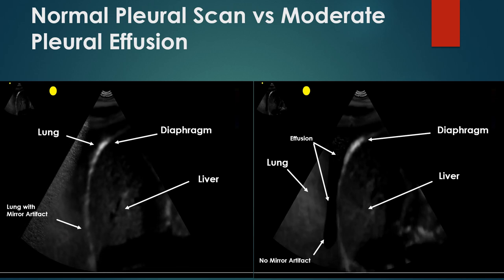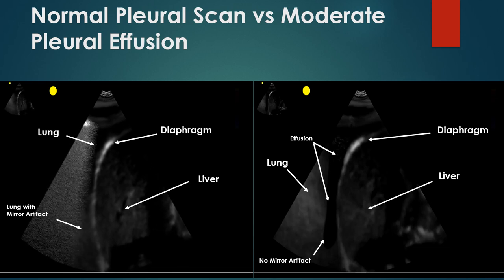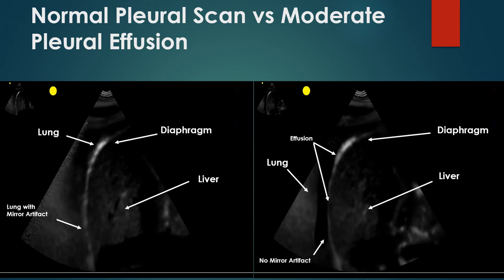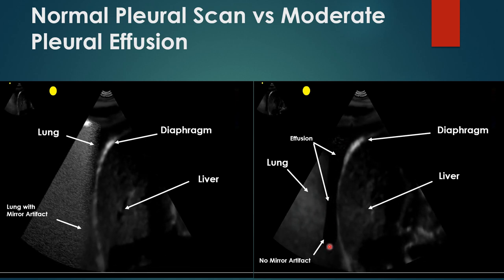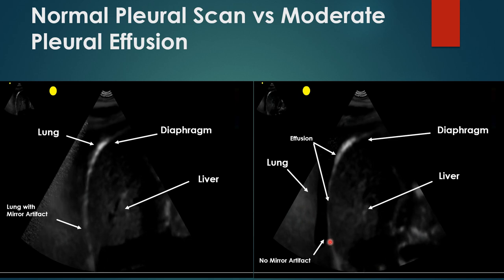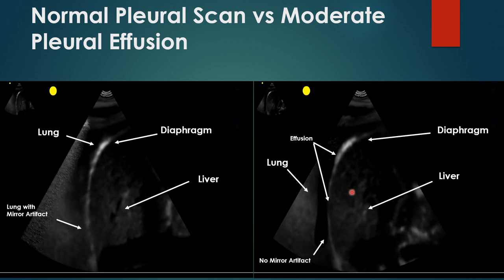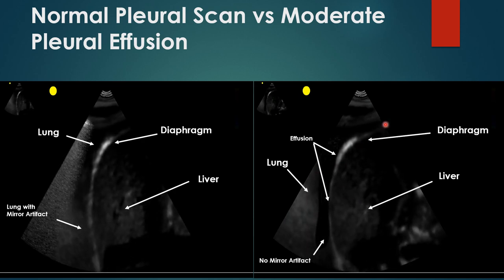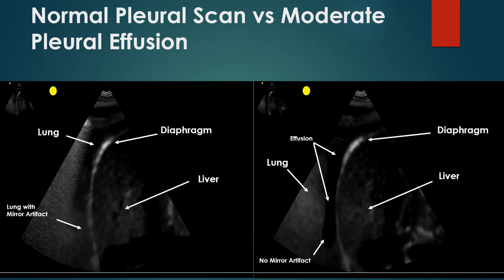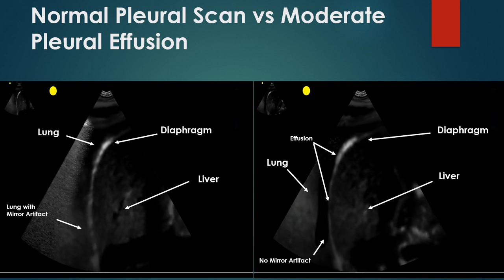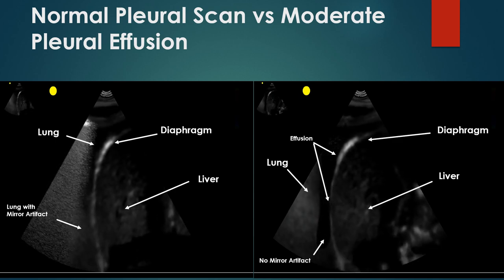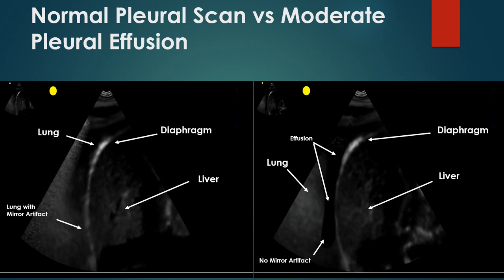This is a patient with a moderate pleural effusion. You can see the normal patient over here on the left that you've seen a couple of times already. Over here on the right, you've got effusion. You've got an anechoic region that goes all the way up here to the point where you have very little, if any, mirror artifact. You can see some lung here, liver, diaphragm moving, but you're calling this a moderate effusion. You can measure this, but pretty much this is a qualitative assessment.